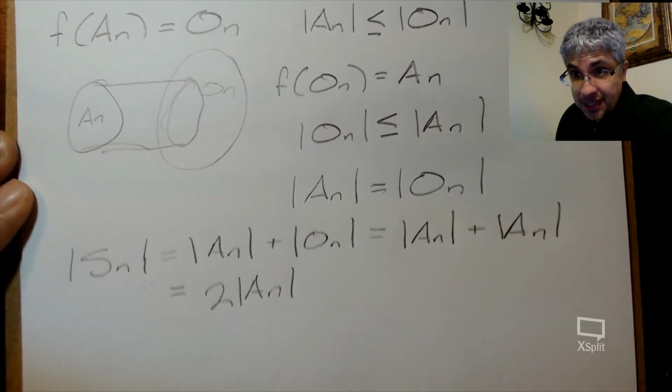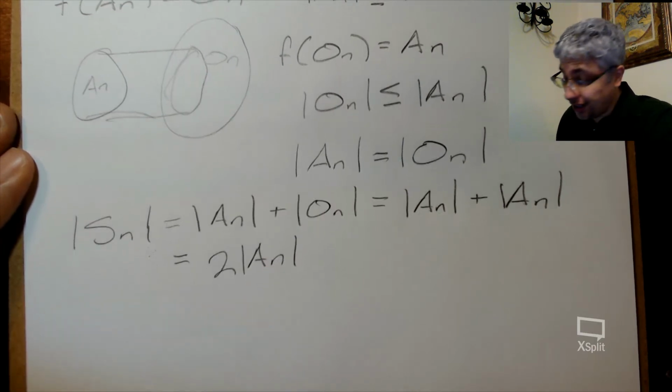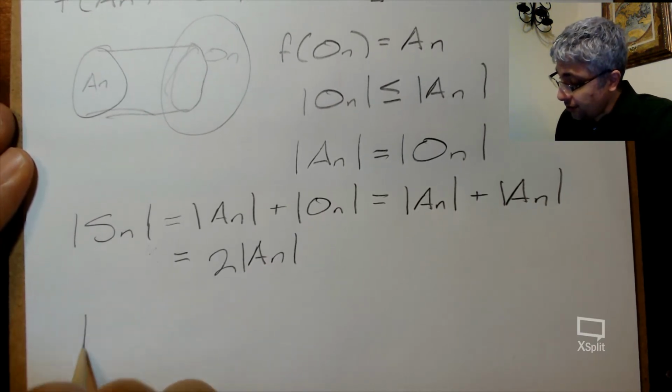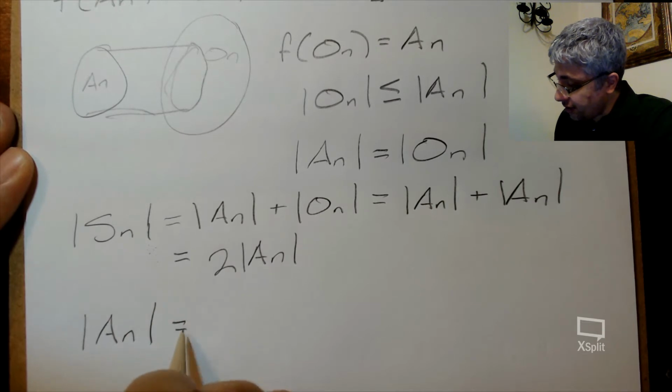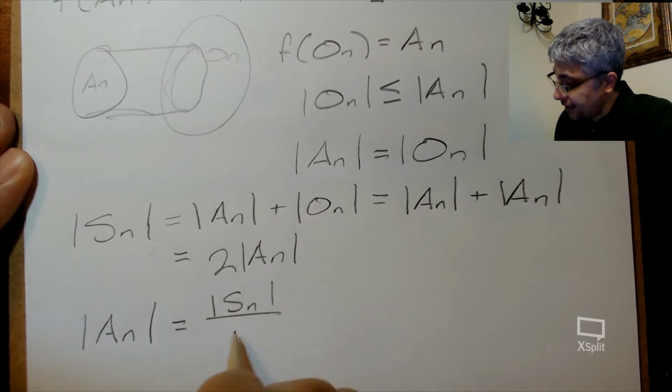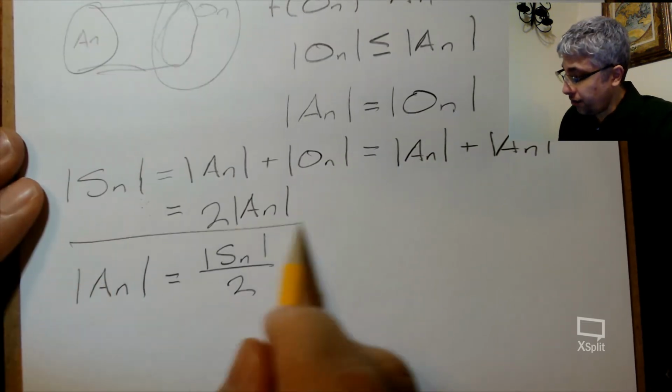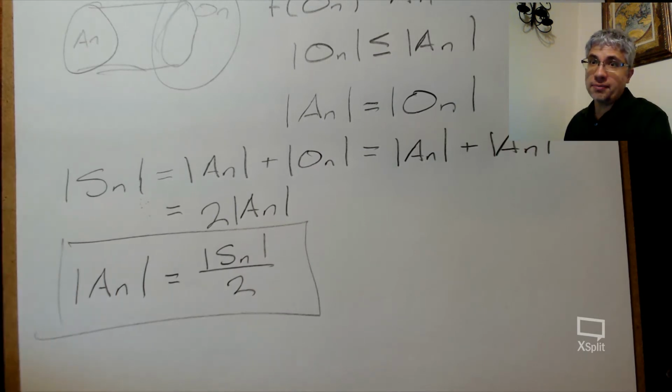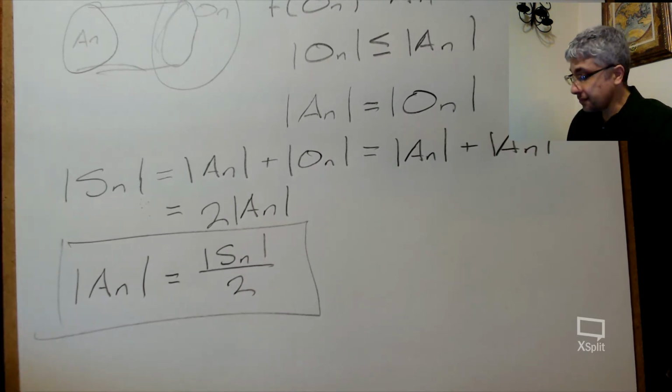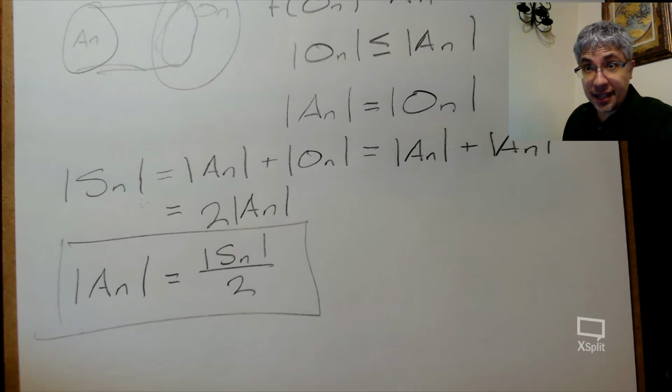And this tells me the size of An because I could divide both sides by 2. So the size of the alternating group, An, is half the size of the permutation group or the symmetric group, Sn. So that tells us what the size is.